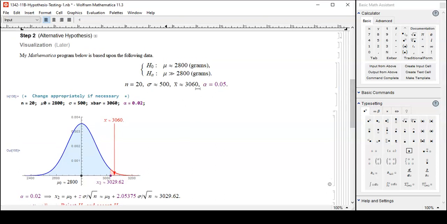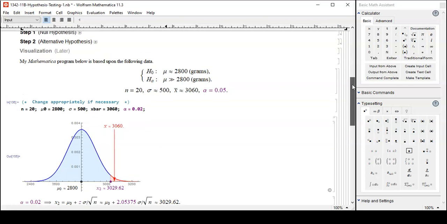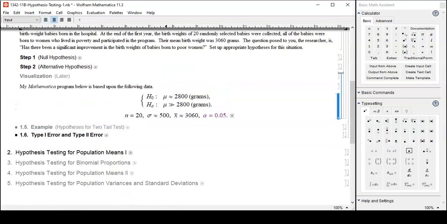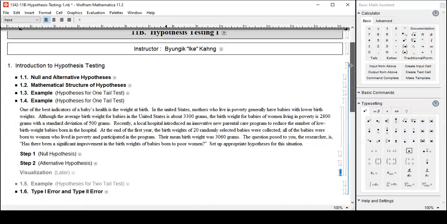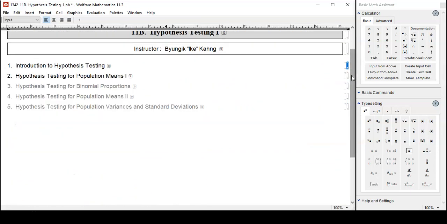So alpha value is creating this red area, and from that we get a threshold value, the critical value, and compare the critical value with the sample mean, and you can draw a conclusion graphically. That's basically what we are up to in the next section, section 2.